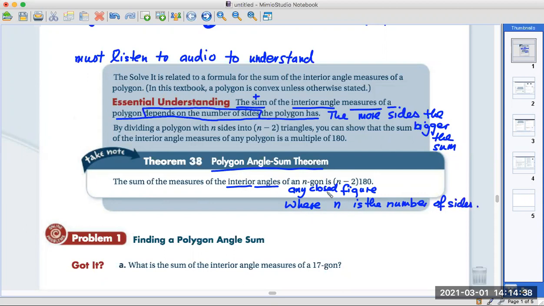Okay, so an n-gon is a closed figure, and n means how many sides it has. So if n is, let's say, 5, you will see a 5-gon. So for example, a 5-gon has 5 sides.